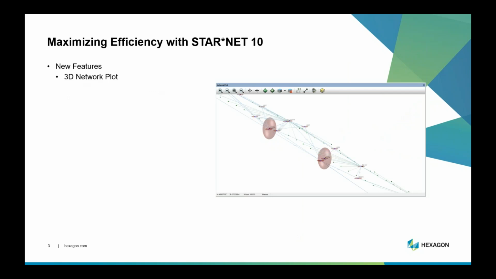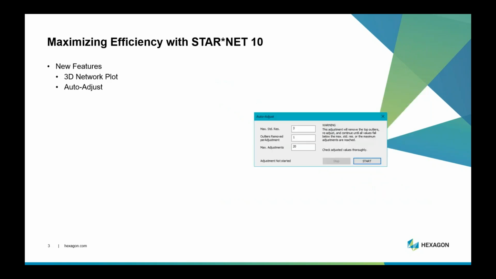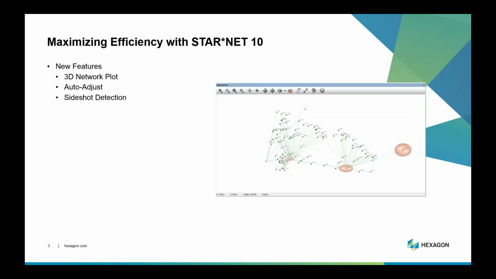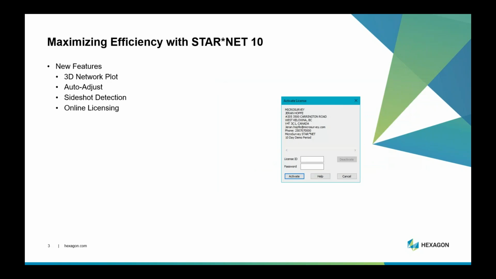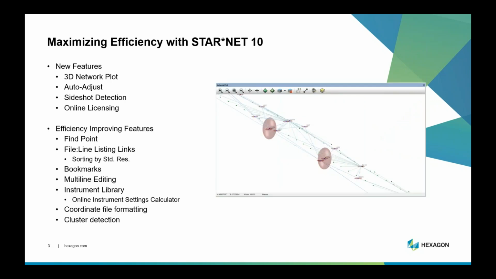To start with the new features for StarNet 10, we have added a 3D network plot. We've added an auto adjust feature. We've added automatic sideshot detection, and we've added an online licensing system. And then here's just a brief list of the things that I'm going to be going over for the efficiency improving features.